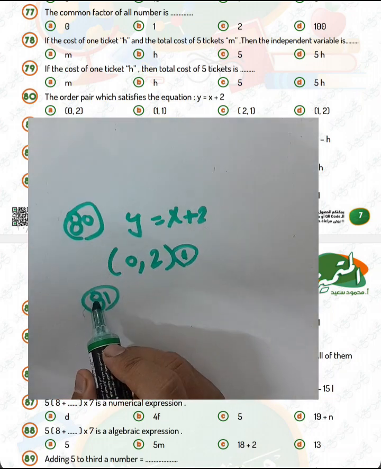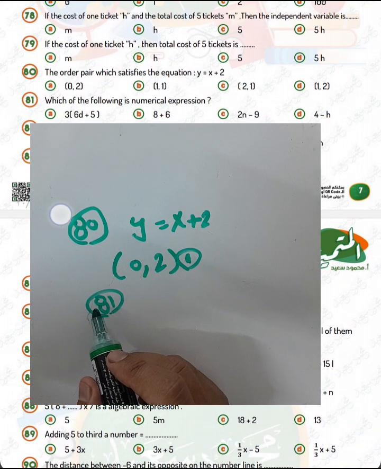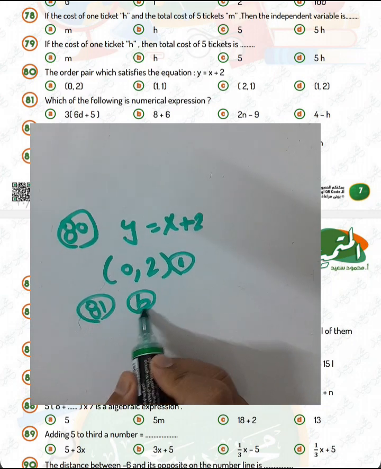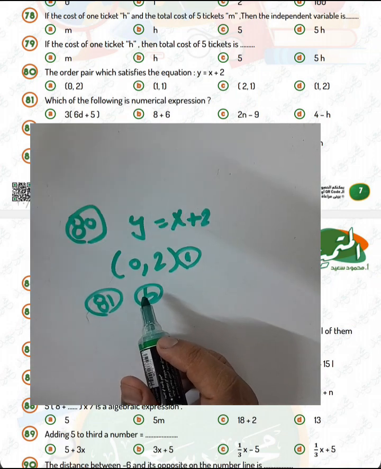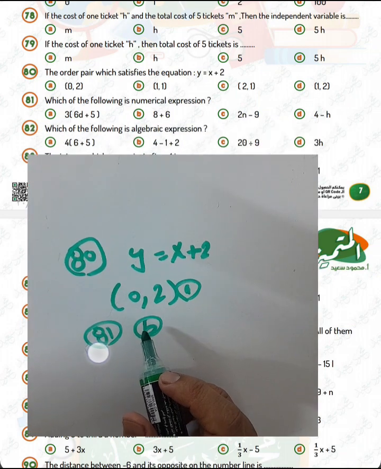Question 81. Which of the following is a numerical expression? Numerical refers to numbers. In the example, choose letter B. We call it a numerical expression, but letter A we call an algebraic expression, and letters C and D are also algebraic expressions. Question 82.